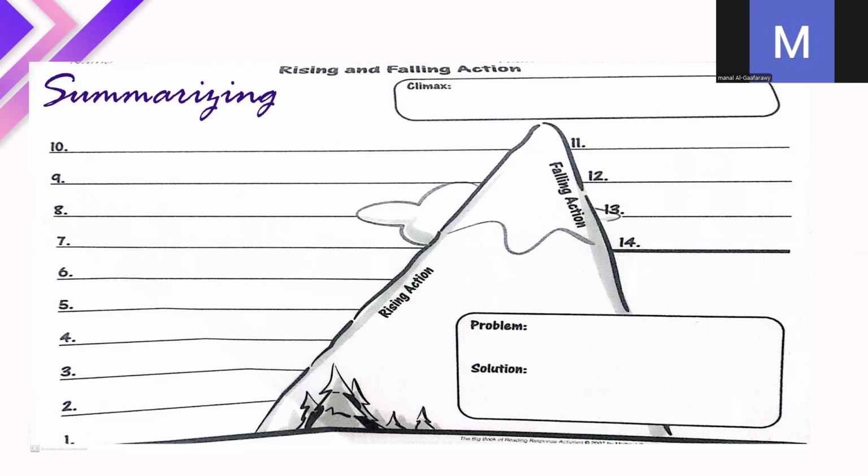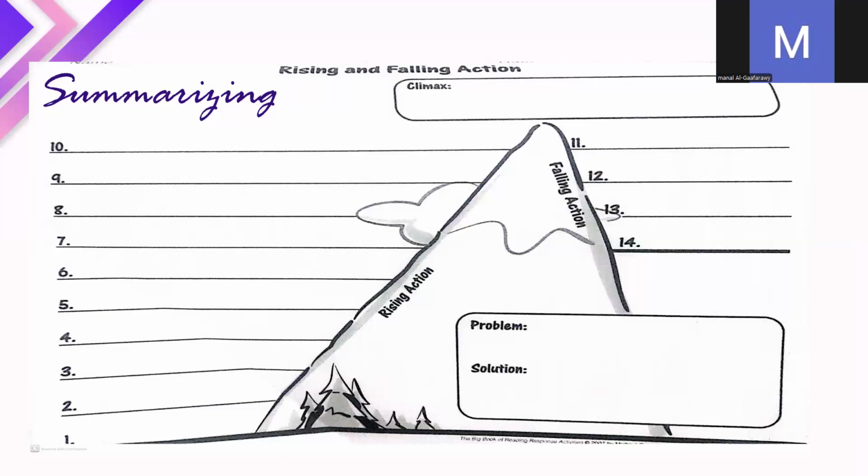So for example, if I'm interested in making my students write a short story, it would be useful if I bring a simple short story and set my students into groups, provide each group with a copy of the story and a copy of this template, rising and falling action. And then students in each group have to scan the story or the text and try to summarize the main points of the story on the template.